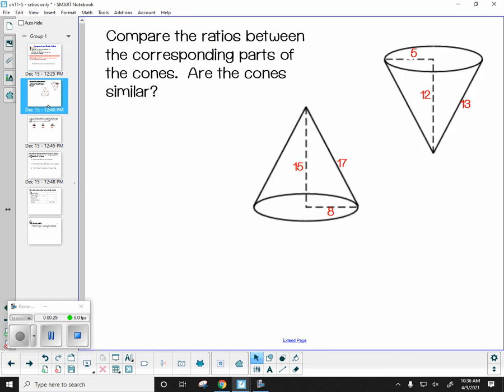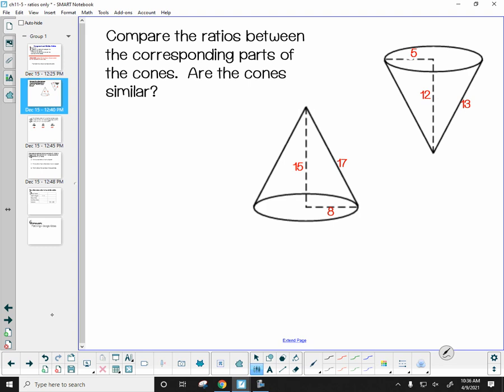Okay, so if I want to see if these two cones are similar, I just need to compare their corresponding parts. So I'll go left to right again. I'll do radius to radius. So it would be 8 to 5. I want to compare that to the height, which would be 15 to 12. I would compare that to the slant height, which would be 17 to 13. Okay, so I just need to check those ratios.